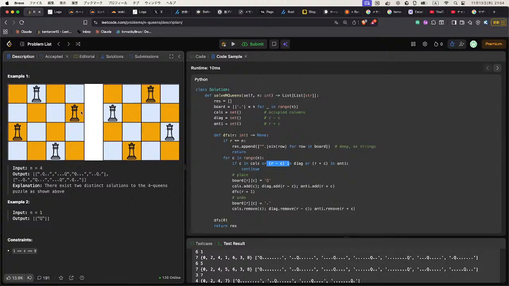Exactly. And for this direction, row plus column: 4. 2 plus 2. 1 plus 3. 0 plus 4. 3 plus 0. I see. Makes sense.